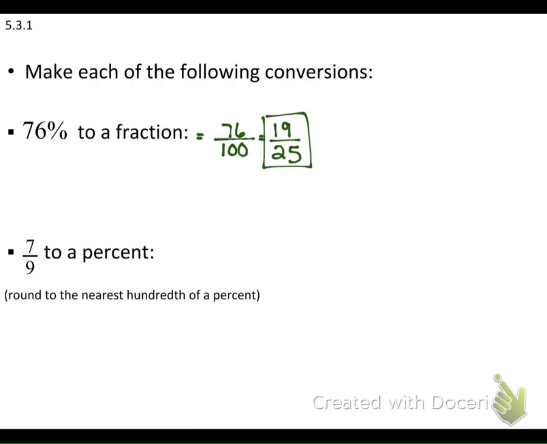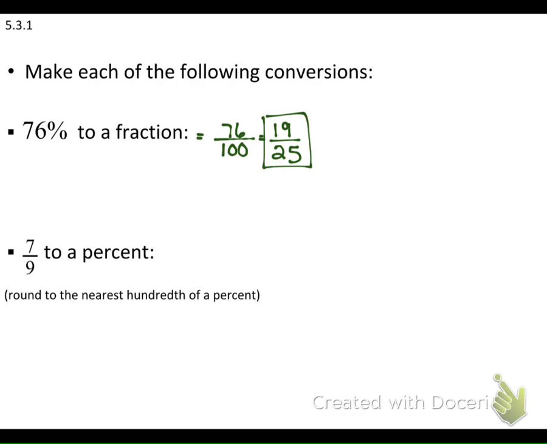All right. This next one. What kind of number is this? 7 ninths. 7 over 9 is called a fraction. And we're going to change that fraction to a percent. So we're going to first change that fraction to a decimal and then change that decimal to a percent.